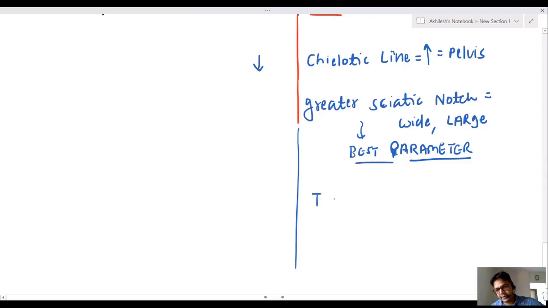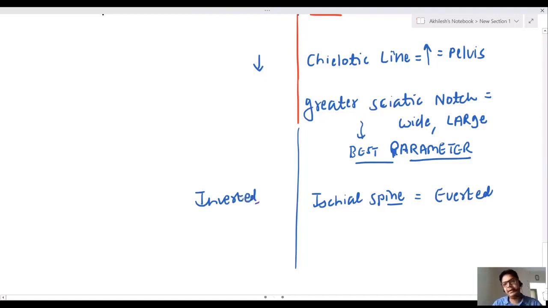And ischial spine. Ischial tuberosity or ischial spine, whatever it is, is everted in female and it is inverted in male.